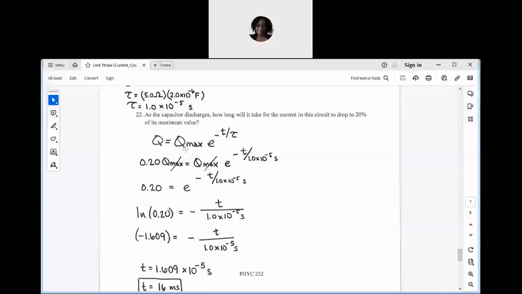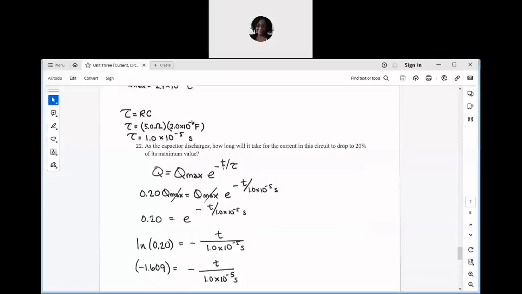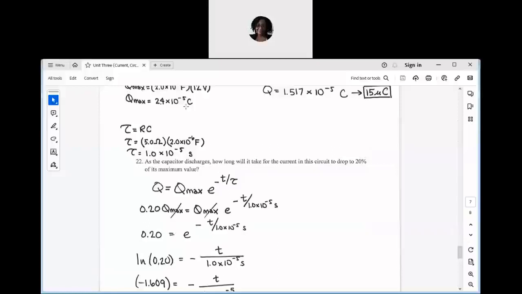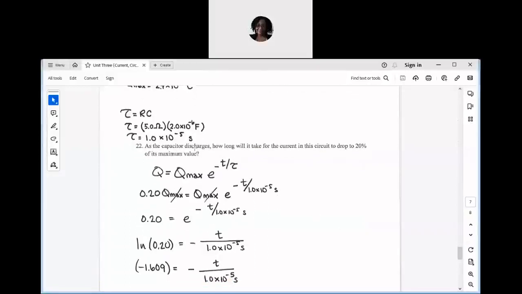We have Q based on Q max and then the exponential decay term. Because I know I'm going for 20% of the maximum value, I don't really have to go back up here and plug in 2.4 times 10 to the negative 5 coulombs and figure out what 20% of that is. You could, but it's not required. So I didn't do it here. I just used that to cancel out Q max. I have the time constant, which is calculated from the previous question, so that goes into the denominator of the decay term. And I have 0.20 is equal to e to the negative this expression.